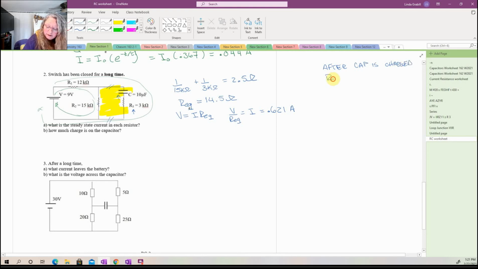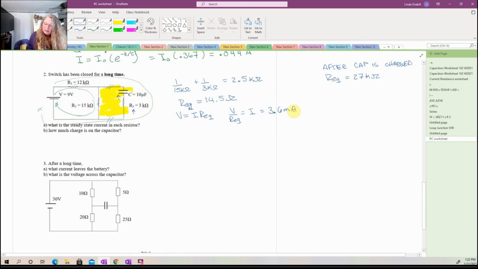what do I have? REQ is now, these two resistors are in series, so now I have 27 kilo ohms. And this should be kilo ohms. Oops. That tells me I need to fix something here. Those amps are too high. It's 2.5 kilo ohms. So let's fix this before I go any further. 9 divided by 2.5 times 10 to the third changes that just a bit to 3.6 milliamps. Phew, glad I caught that.